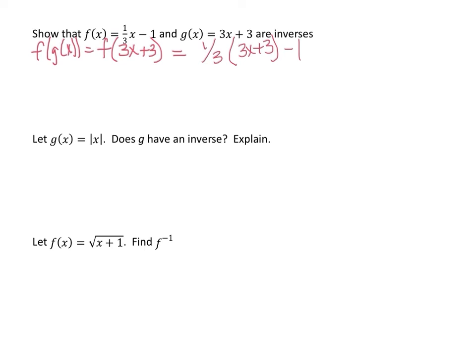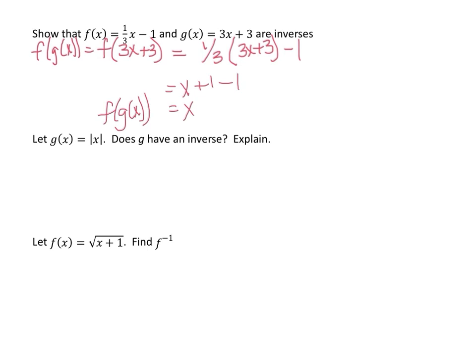So 1/3, when I distribute this 1/3, that's going to be simple enough. 1/3 times 3x is x. 1/3 times 3 is 1. I get x. So f of g of x is equal to x. So these are inverses.